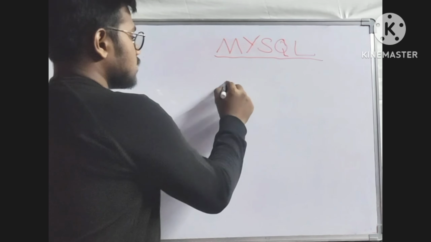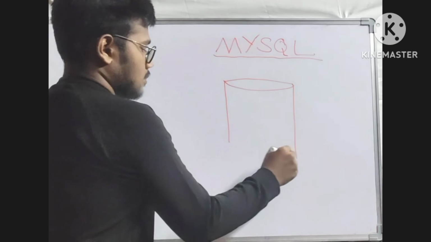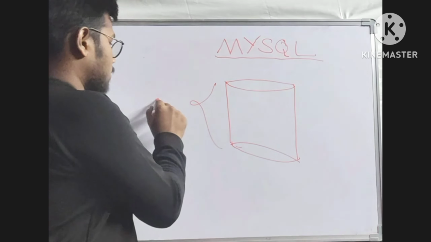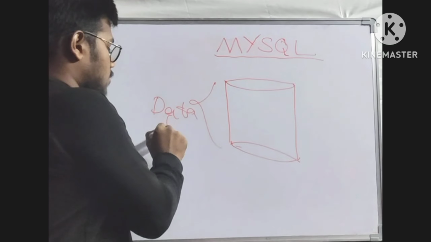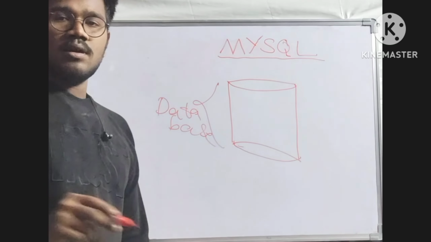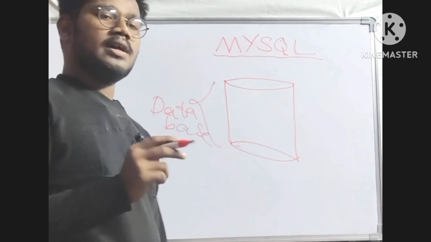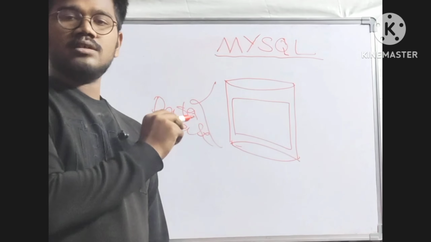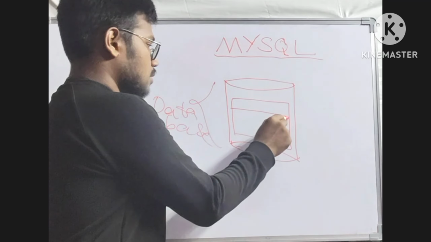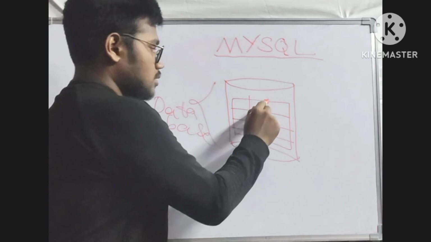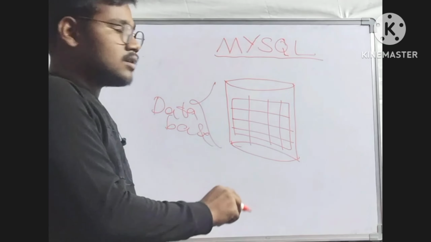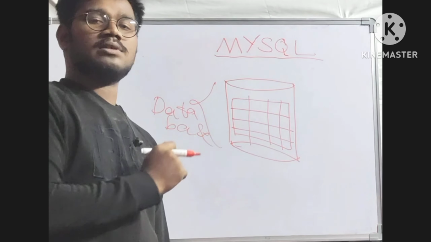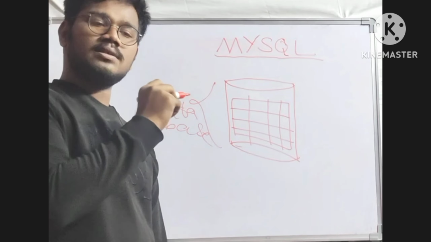So a database looks like this. Consider this as a database. In this database, we can create some tables, any table. This table is in the form of rows and columns. So these are the columns and these are the rows. So in a database, we have some tables, and in those tables, we have organized data.